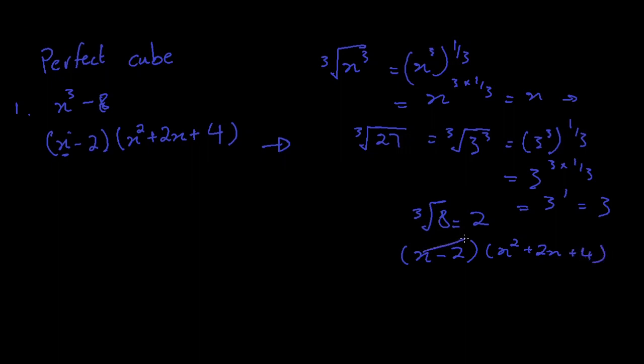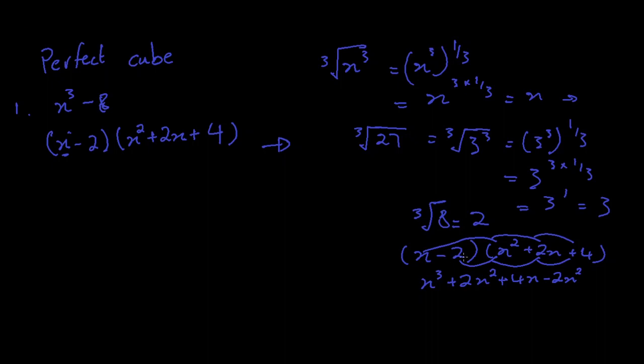So here you multiply this, you multiply by this, you also multiply by that. So x multiplied by x squared is going to be x cubed. X multiplied by 2x, it's plus 2x squared. Then x multiplied by 4 is going to be plus 4x. Then now we multiply everything here, there, and there. So it's minus 2 multiplied by x squared is negative 2x squared.